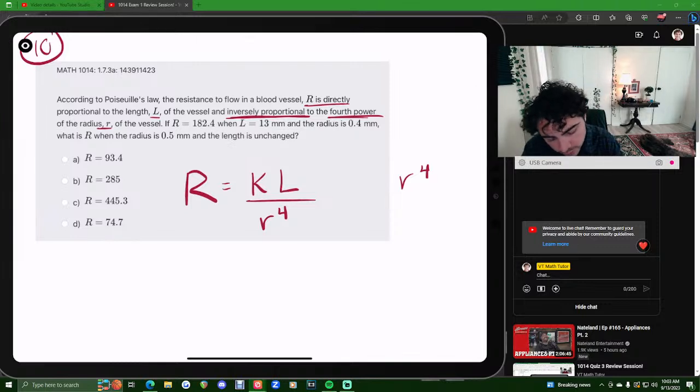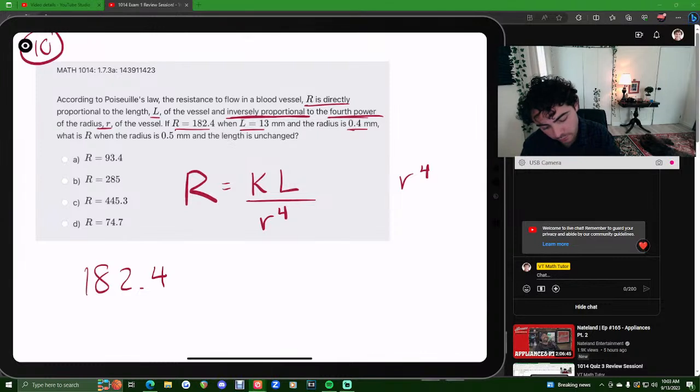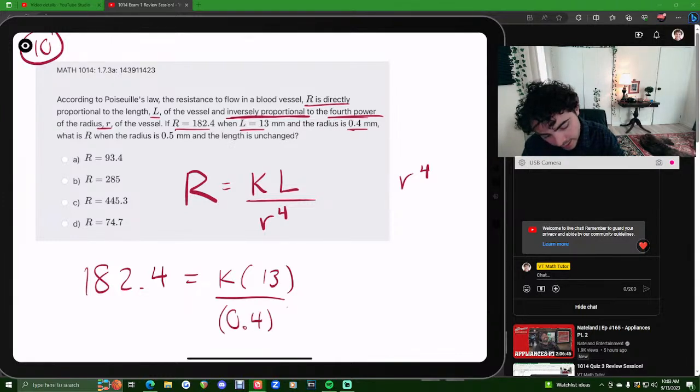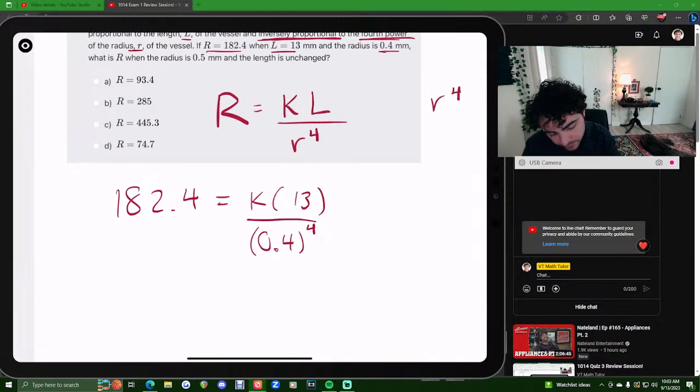Okay, and so we've sort of combined the two things they told us about R. So we put L in the numerator, r to the 4th in the denominator, with just a single constant of K. Now, R equals this, L equals this, radius equals that. So the goal is to plug in those values accordingly. So capital R is 182.4 equal to K times L, which is 13, over r to the fourth, where r, the radius, is 0.4. That's being raised to the fourth. So we plug these values in, and the only unknown is K, so we have to solve for K.